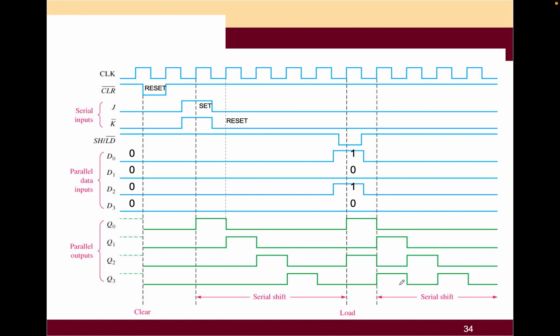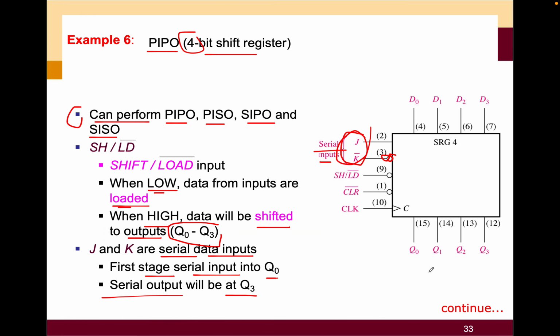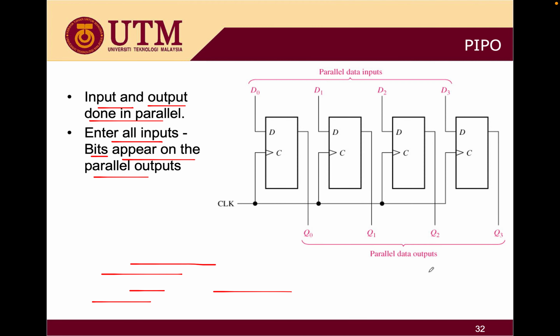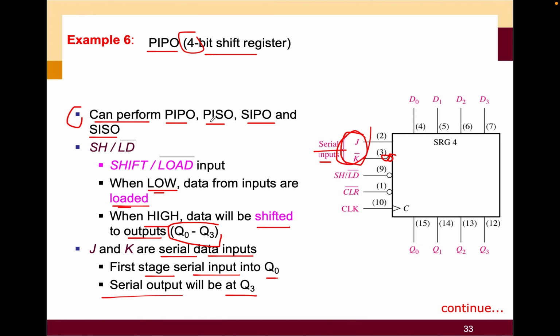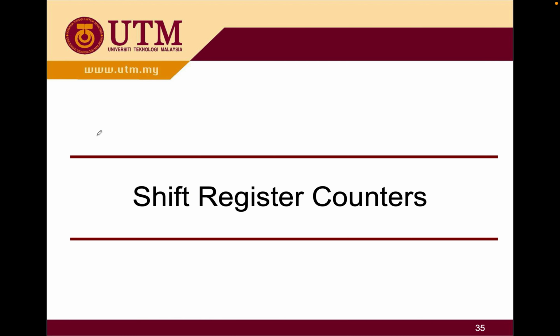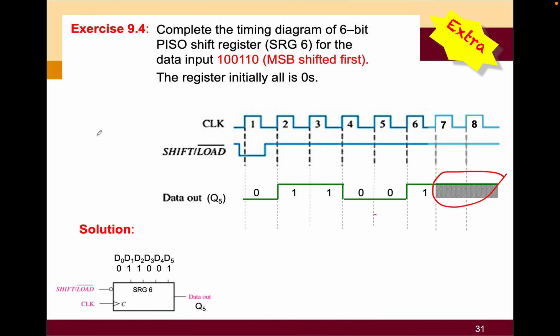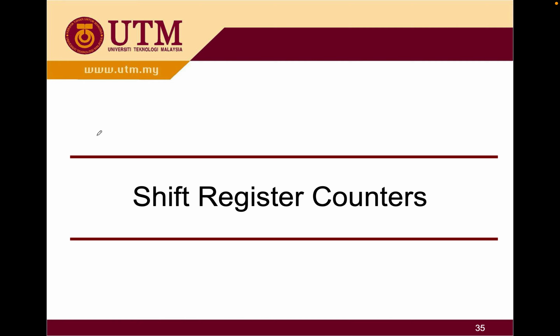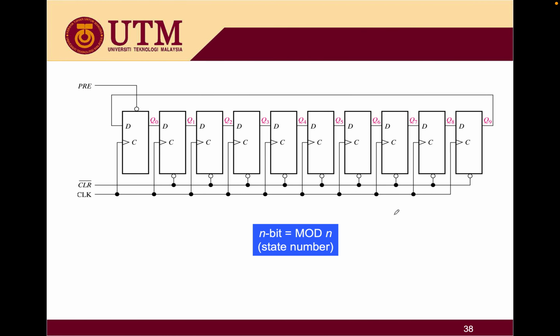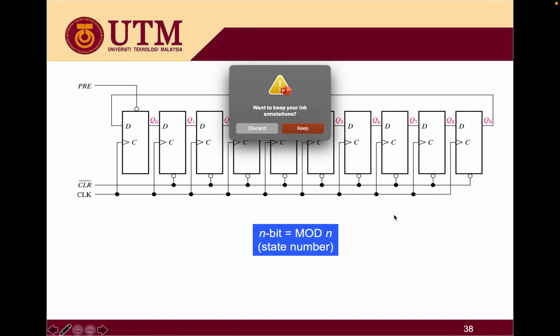So in this combination, you can also see you have a serial also. That's why it mentions that you're going to have also PIPO, PISO, SIPO, and SISO. Okay, that is on your PIPO and also PISO. Then we move to another, which is a shift register counter. Did I want to cover that in this video?